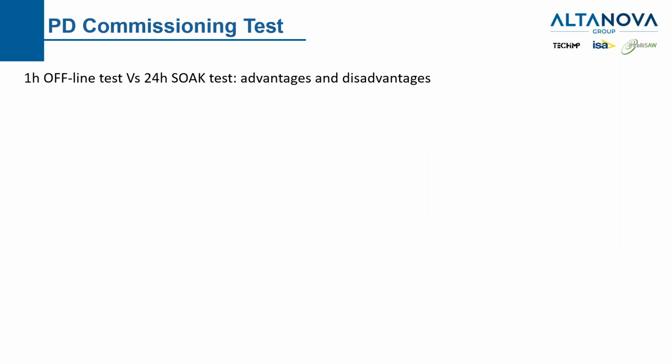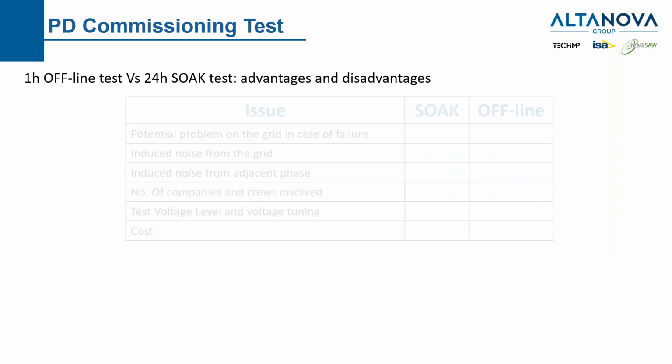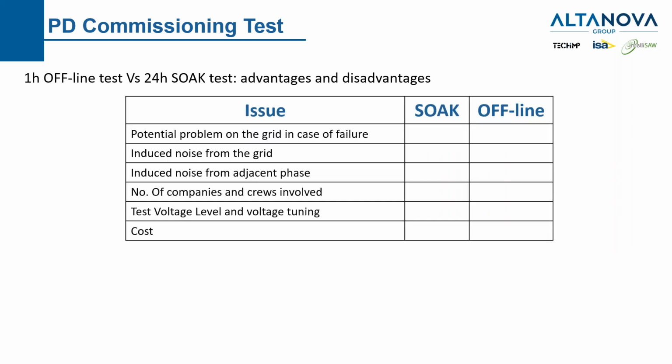From our point of view, we would like to point out some of the advantages and disadvantages that exist between the offline test versus the 24-hour soak test. When we do the soak test, we have a potential problem on the grid because if there is a failure, some protection will open, and sometimes the utility doesn't like to run the risk. So from this point of view, offline is better.